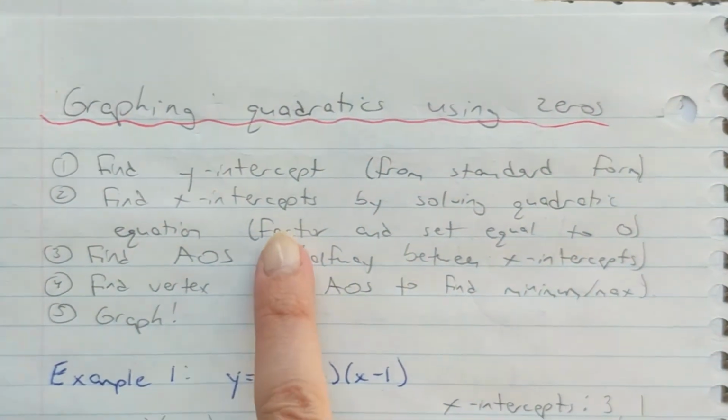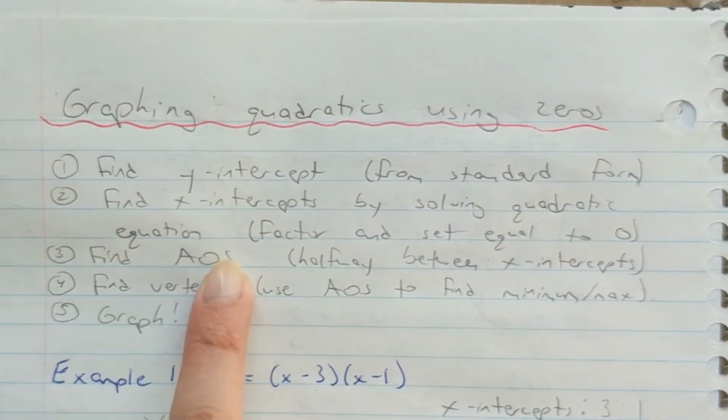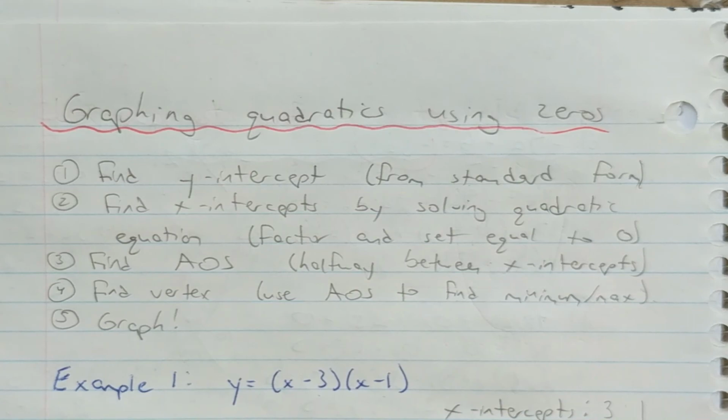So just remember, you need to grab your y-intercept and x-intercepts, then you can find your axis of symmetry, find your vertex, and go from there.